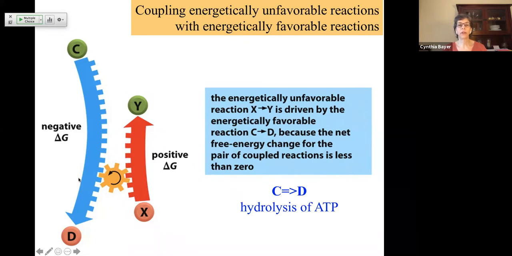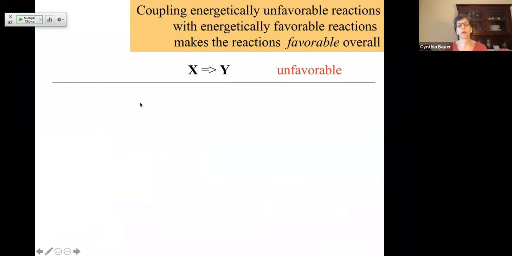And so let's look at an example of how ATP hydrolysis can actually make an unfavorable reaction like this here from X to Y that requires energy, how to make that reaction move forward. So here's our energetically unfavorable reaction. X converted to Y. Y has more free energy than X does. So in that direction, that's an unfavorable reaction.